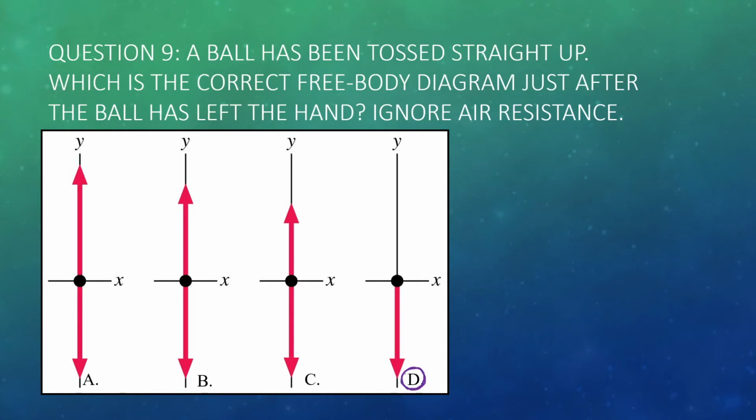The answer is D. Any object moving through the air will only ever have one force acting on it, the weight. Assuming we're ignoring air resistance, of course. So, the answer is D. Only the weight is acting on the ball. If the ball was still in the person's hand as it was being pushed upward, then you'd certainly have an upward force. But we don't in this case.